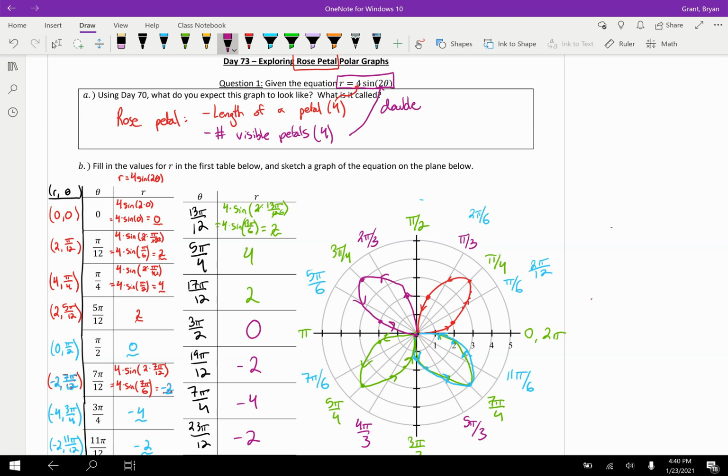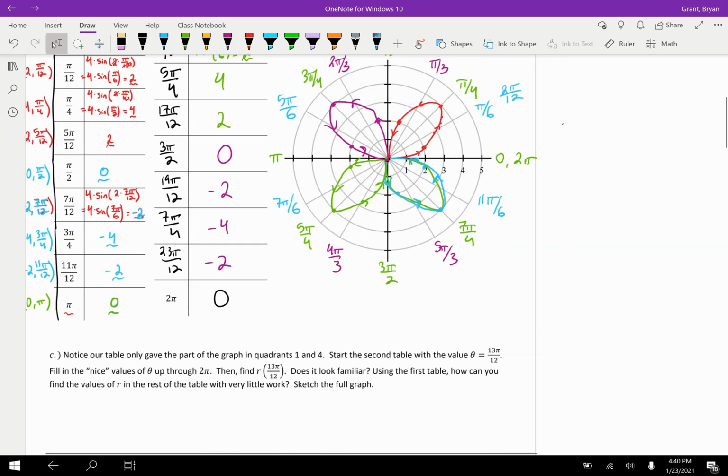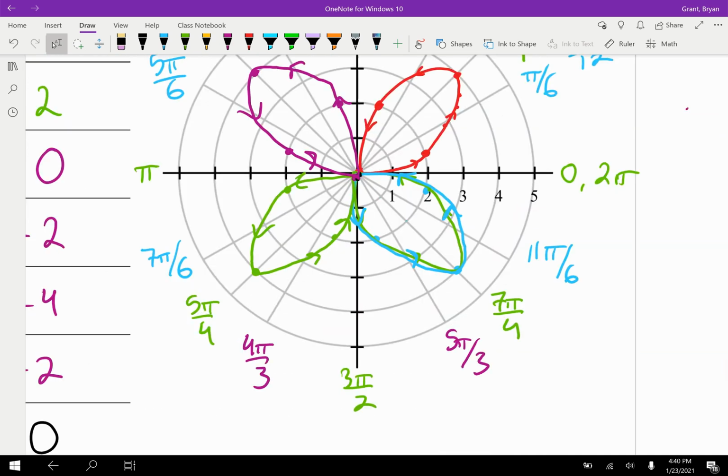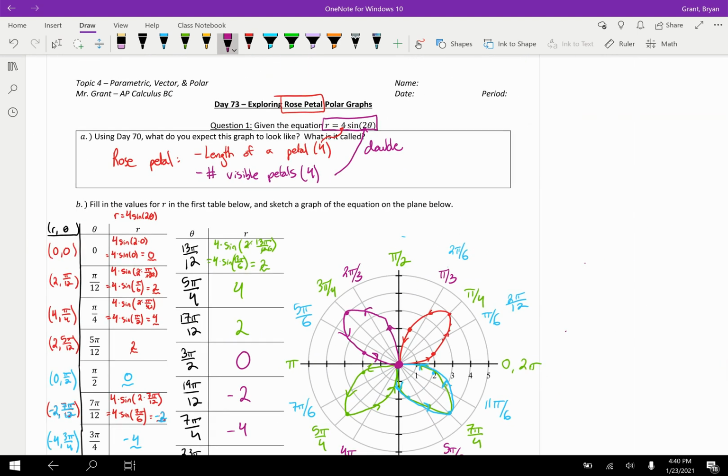Awesome. What's next? How many times does the graph touch the origin on the interval 0 to 2 pi? Using algebra, find the exact theta values where this occurs. Well, I think the origin is right here. And isn't that where r is 0? Whenever r is 0, no matter where you rotate, if r is 0, it's going to bounce you right back to the origin. So why don't we just take our polar equation and set r to 0?